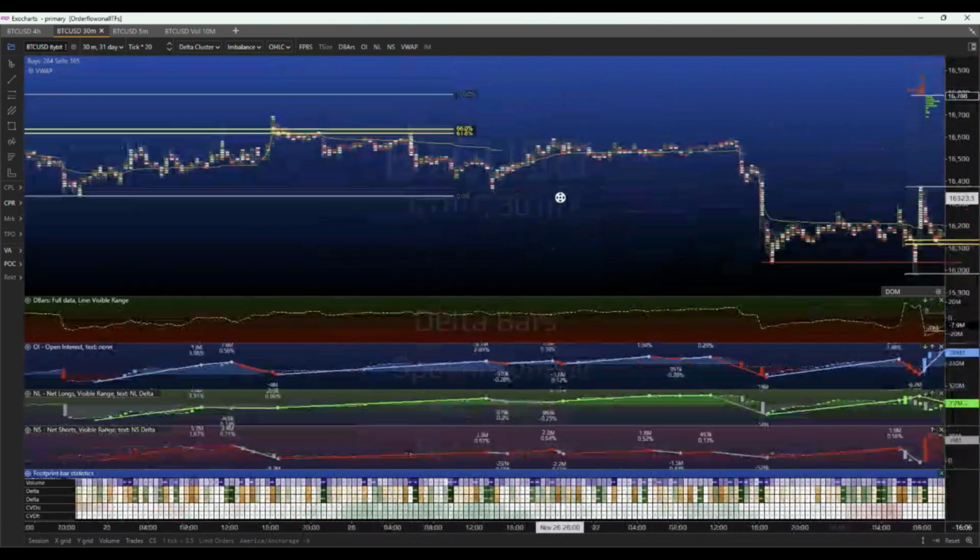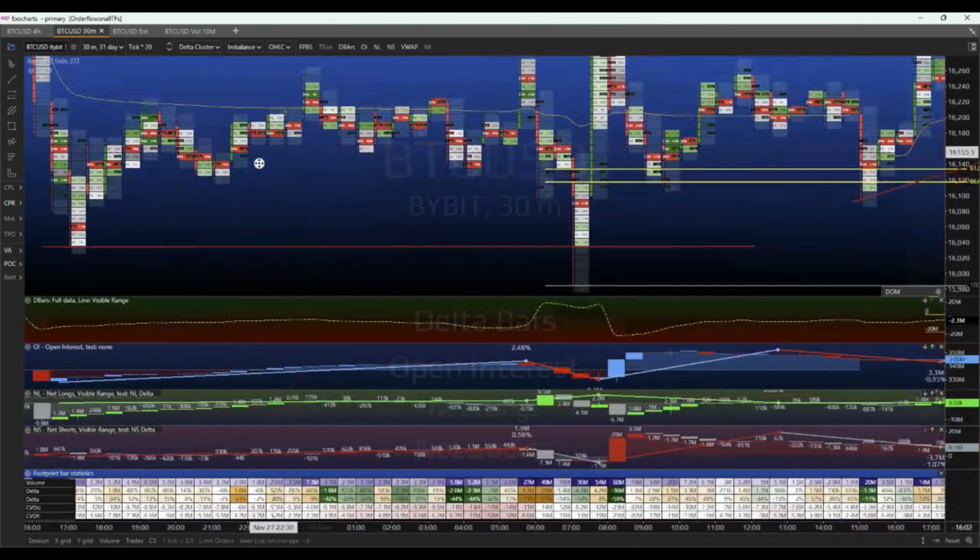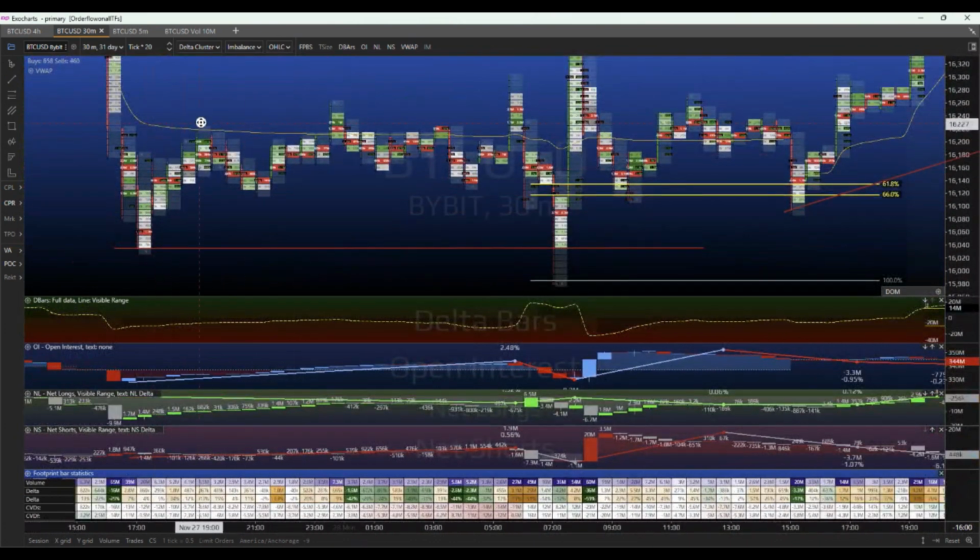So let's go to another one. This one right here. So we can see price was kind of ranging out a little bit. This would have been a scalper's paradise, right? Bam, bam, bam, bam, bam. Kind of playing around the VWAP.